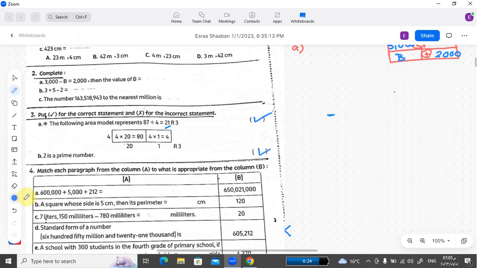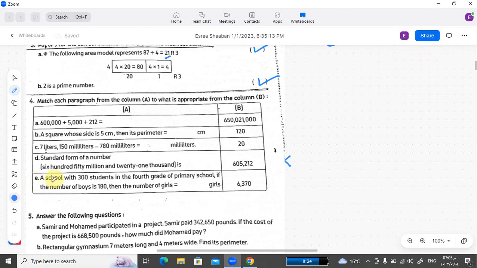So right here, match each expression from column A to what is appropriate from column B. Letter A: 600,000 plus 5,000 plus 212. Before, I said when I have zeros, we have to count the zeros and start from the right. If I have 600,000 plus 5,000 plus 212, here I have 3 zeros and here we have 5 zeros.